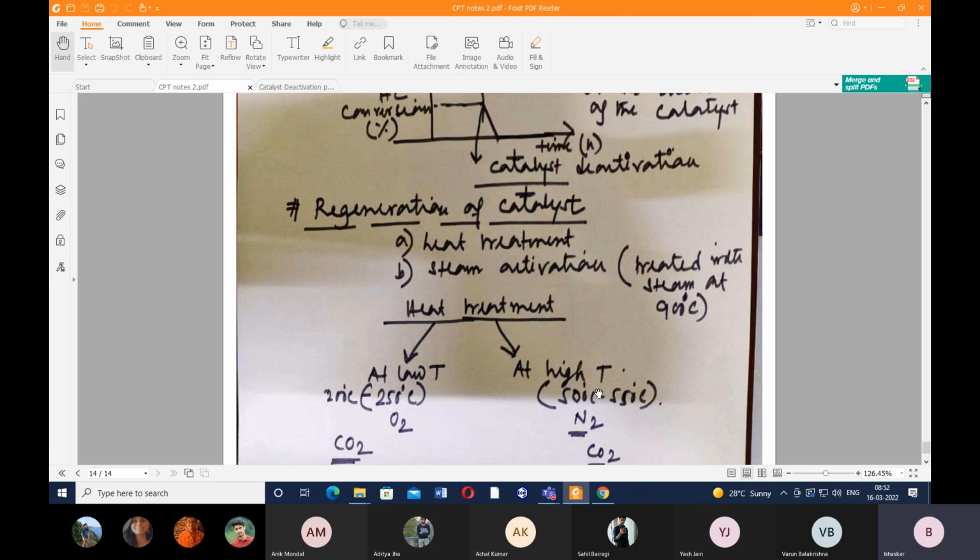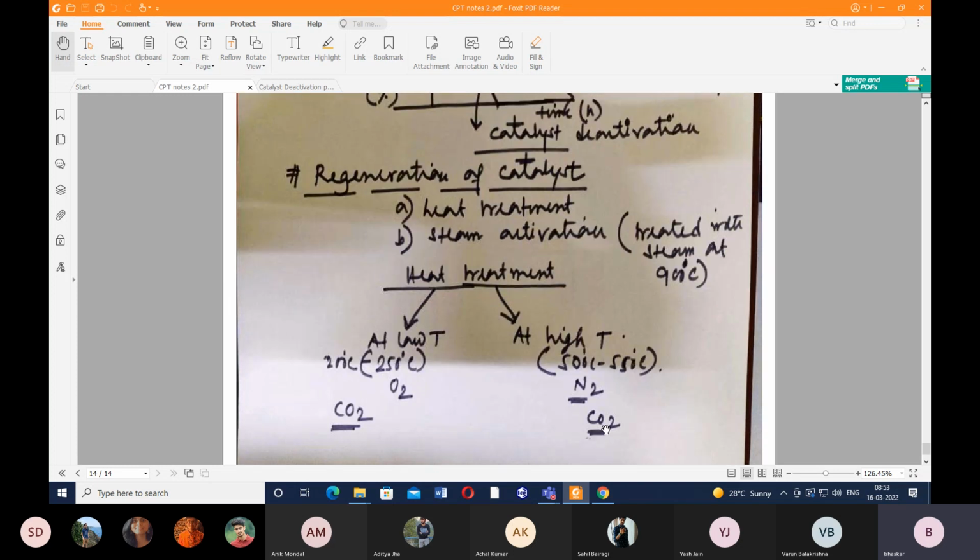Let's assume we are performing the heat treatment operation at high temperature. The high temperature means around 500 to 550 degrees Celsius. Then instead of using an oxygen atmosphere, we prefer to use a nitrogen environment or an inert atmosphere. In an inert atmosphere also the final product would be the same. Here we will get carbon dioxide, but we need a very high temperature, around 500 to 550 degrees Celsius, since combustion of carbon in the inert atmosphere can be initiated only at a high temperature.